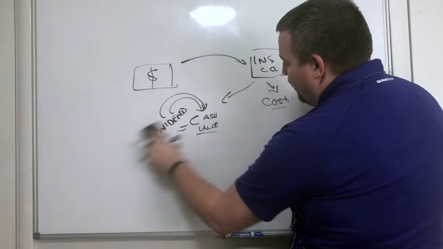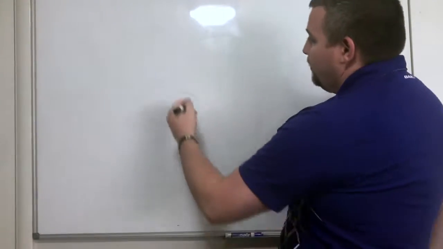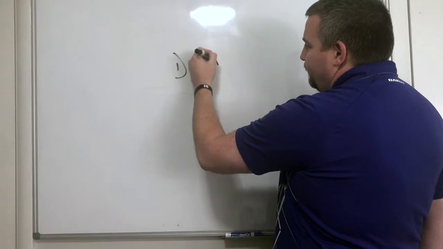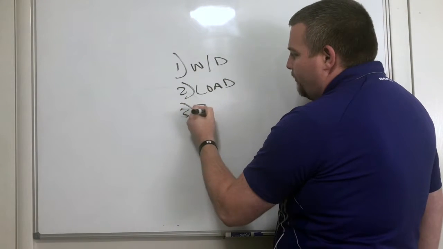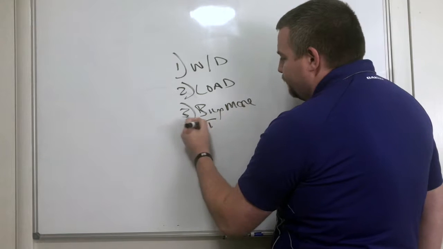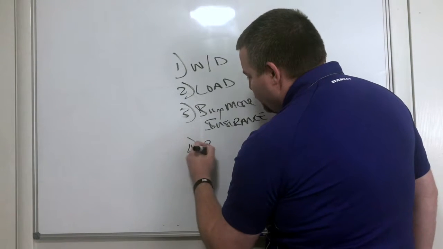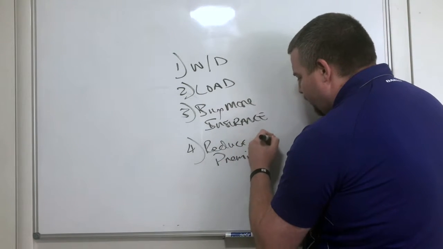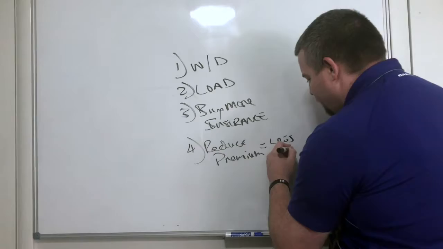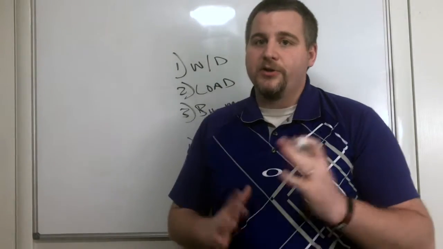So now, what can you do with your cash value in your life insurance policy? You can do multiple things. You can withdraw it. You can take a loan. You can use it to buy more insurance. Or you can have it reduce premium, and that equals less cost. These are just some of the things. There are other things that it can do, but I want to try to keep this brief.